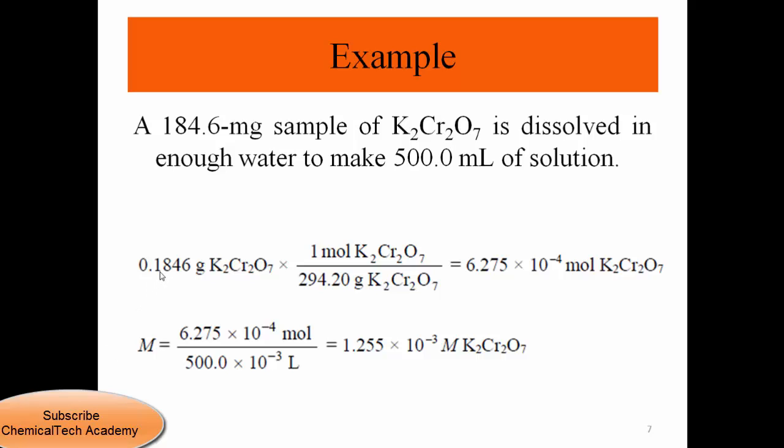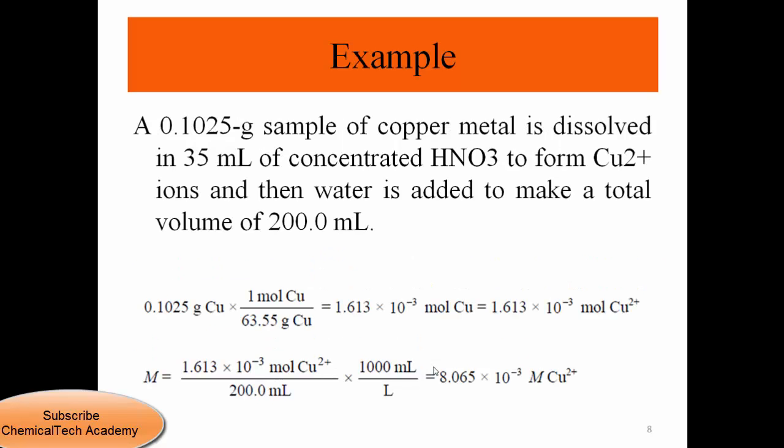So 0.1846 grams potassium dichromate times 1 mole per 294.2, which is the molar mass, and we can find the number of moles of potassium dichromate. As I said, we have the volume of solution, so we can find the molarity.